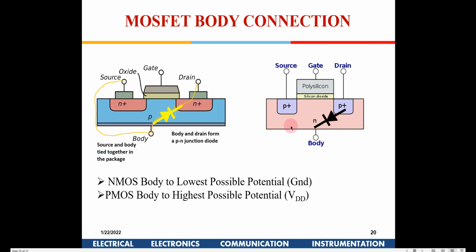Similarly for a PMOS, this is N well and this is the P plus region. So we have to ensure that there is no current flowing between the PN junction formed like this, we have to ensure that the body is biased with the highest possible potential. Generally for a digital circuit, it is the VDD. Okay, so these are the biasings, body biasings.